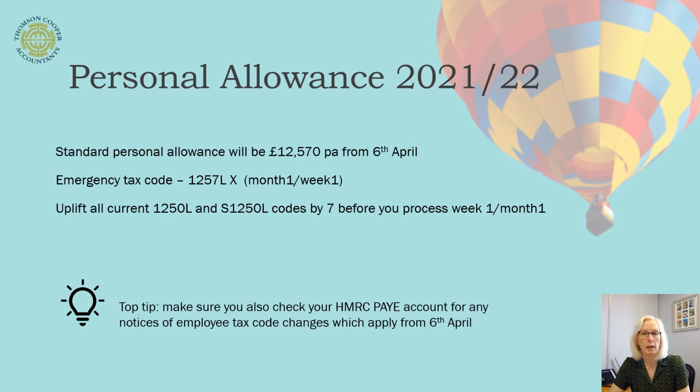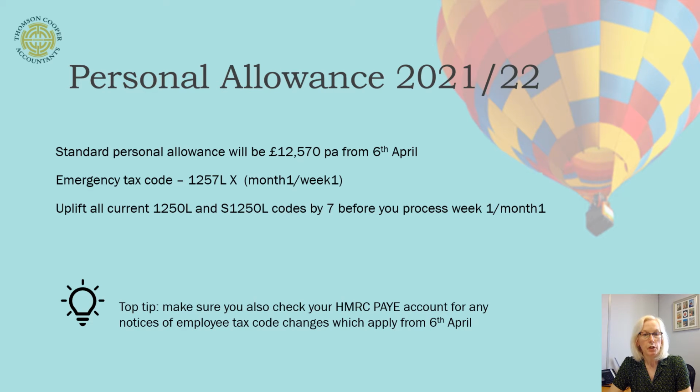So now let's look at the personal allowance for 2021-22. And the current personal allowance is £12,500 per annum. People can earn up to that amount before they start paying income tax. And from 6th April, that will increase to a whopping £12,570 per annum. What this means is that the emergency tax code that you should use from 6th April will change from 1250L week 1 month 1 to 1257L week 1 month 1.